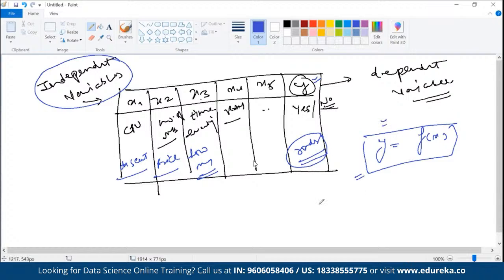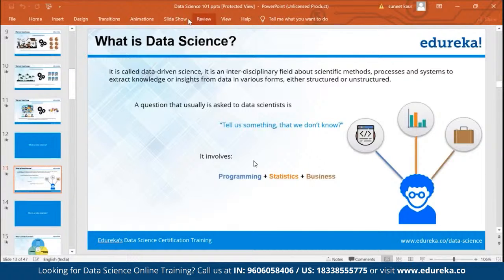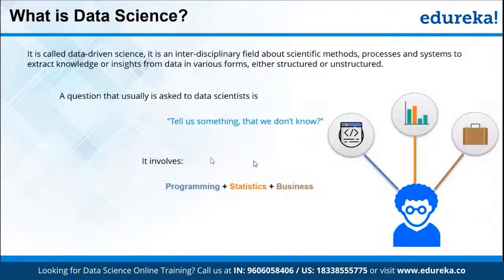So that's why we say, now what is this CPU utilization, number of VMs, for how long it is running, and RAM? What are these? These are nothing but the data, right? So now this data will be given to a data scientist, and the data scientist will have to find the meaningful information out of it. And how can that be done? That can be done by applying scientific methods or tools. So that's what we are saying, that data science is all about finding the meaningful information out of the data. Basically, the question that usually is asked to data scientists is, tell us something that we don't know, right?